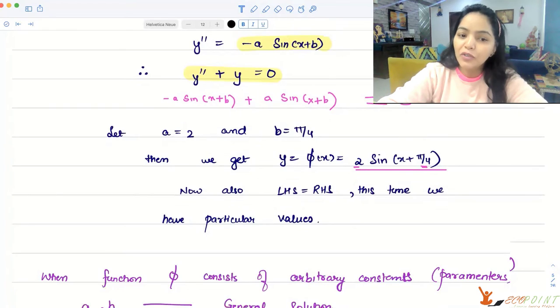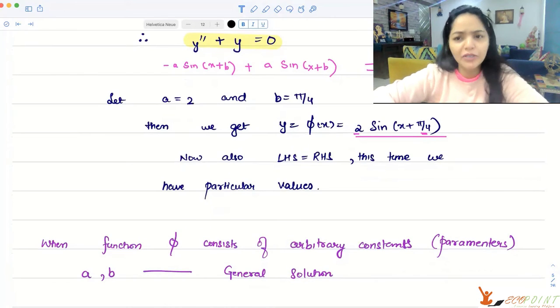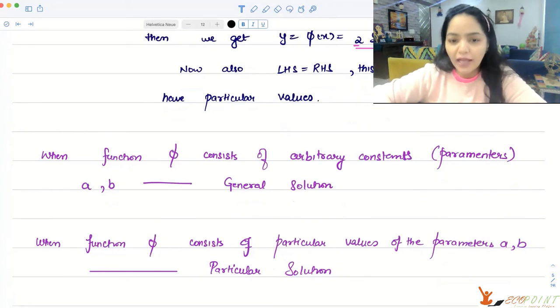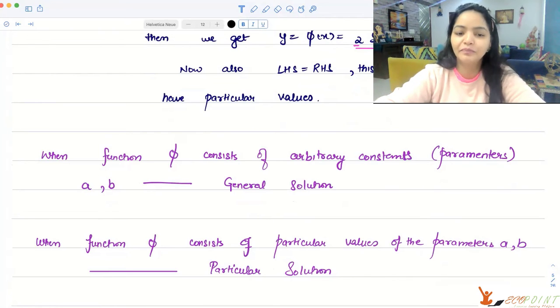So when the function phi consists of arbitrary parameters or constants, a and b, then it's a general solution. When the function phi consists of particular values of a and b, that becomes a particular solution. That is it, okay?